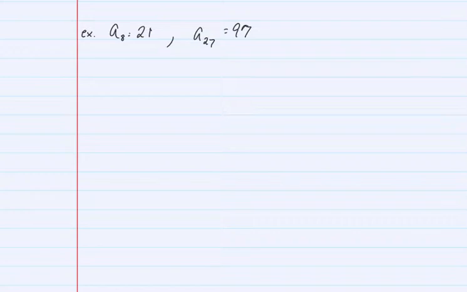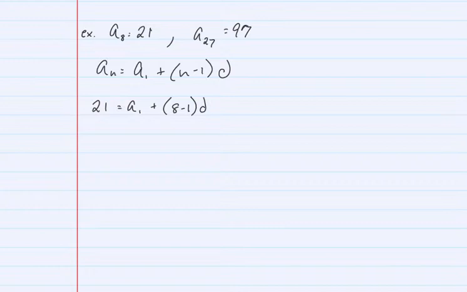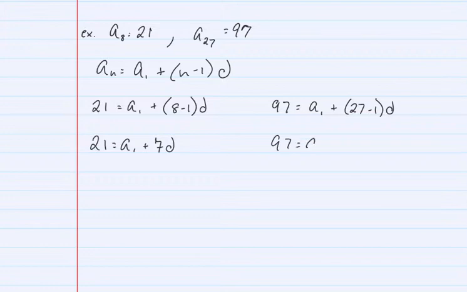Here's what we are to do. So I use my formula yet again and fill in pieces that I know. So I can plug in 21 equals a sub 1, I do not know that, plus 8 minus 1 times d. So that's 21 equals a sub 1 plus 7d. Alright, that doesn't get me very far, so let's see if I can do anything with this next term. So 97 equals a sub 1 plus 27 minus 1 times d. 97 equals a sub 1 plus 26d.